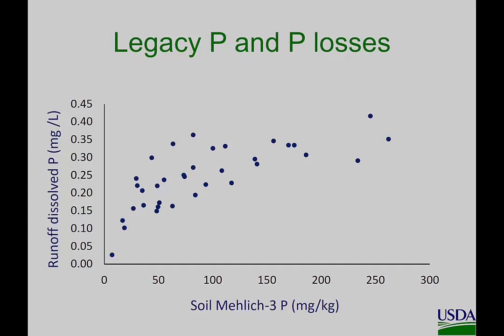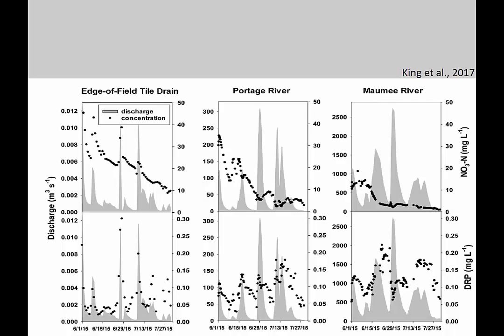The problem is you get your soil Mehlich-3 levels built up, and the amount of dissolved phosphorus you lose in runoff and drainage increases with it, and that's sustained for decades. If you recall, it's going to take decades for those soil P levels to go down. So every time it rains, or a flow event at least, you lose some. Very different from nitrogen transport.